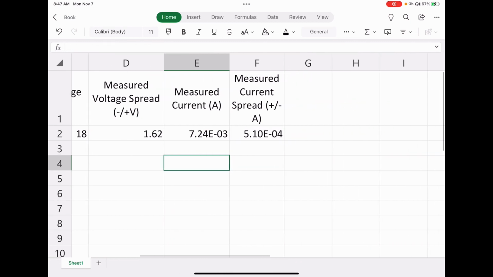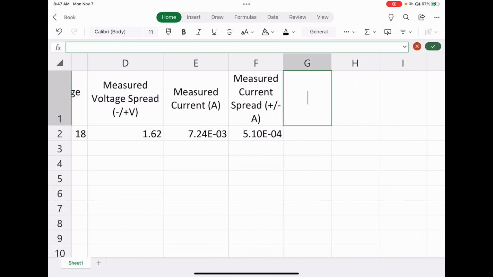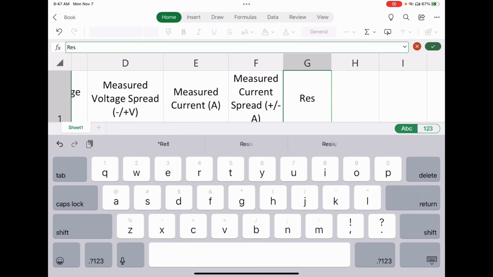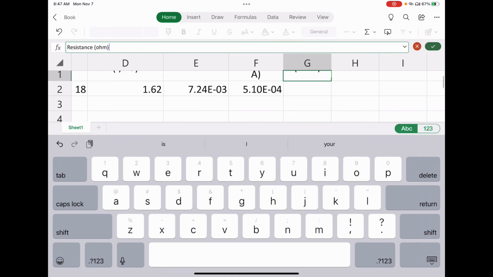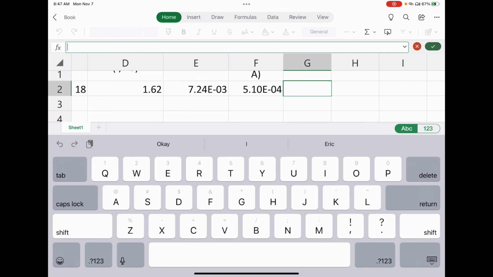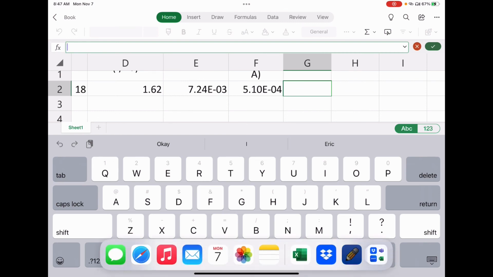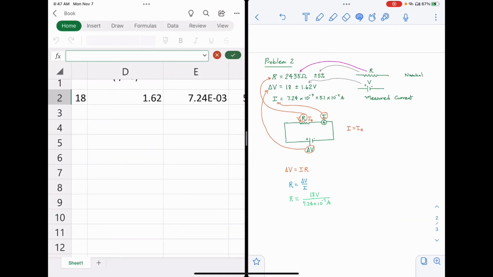All right. So the very first thing that we want to do is calculate the resistance in the resistor. Okay. And the resistance is going to be in ohms. All right, so let's go ahead and calculate that. And it is very similar to what we were talking about. It's the same thing. So you see that we have 18 volts or delta V over I.